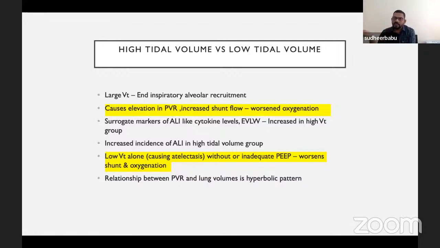And at the other end, if it is a low tidal volume, it also causes atelectasis if it is not provided with adequate PEEP, so it also worsens the shunt and oxygenation. So either too much or too little tidal volume can increase your PVR. What is the relationship between PVR and lung volume? If you see the graph, it is hyperbolic, a U-shaped curve. Even at low volumes or at high volumes the PVR will be high, so you have to choose adequate PEEP. That's why either a large or low tidal volume increases the PVR and worsens the oxygenation by shunting the flow.